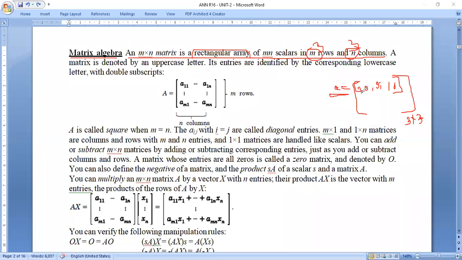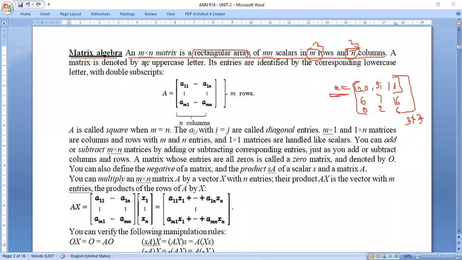If our array has 25, 16 and 6, and 0, 7, 2, and 16, 6, these are the values under A. This is also like an array with m number of rows and n number of columns, and this shape is in the form of a rectangle. So a matrix is a rectangular array of mn scalars in m rows and n columns.